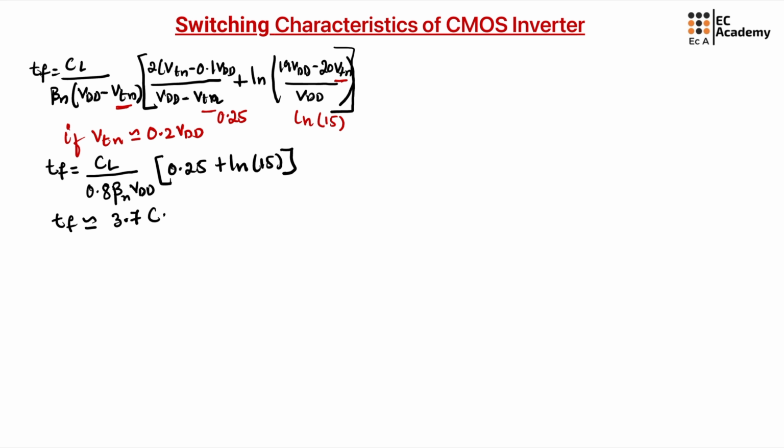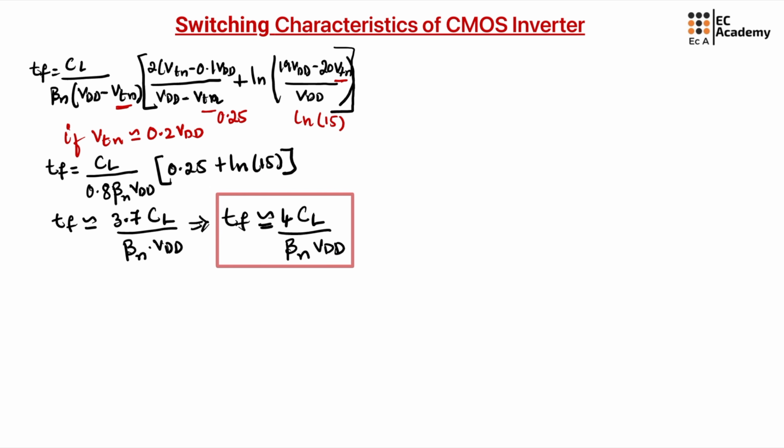If we simplify this, TF will be approximately equal to 3.7 CL divided by beta n into VDD. So we can approximate the fall time to 4 CL divided by beta n into VDD. So this is the approximate value of fall time.